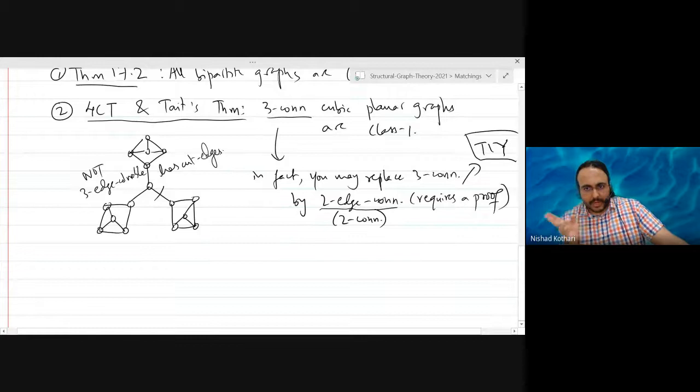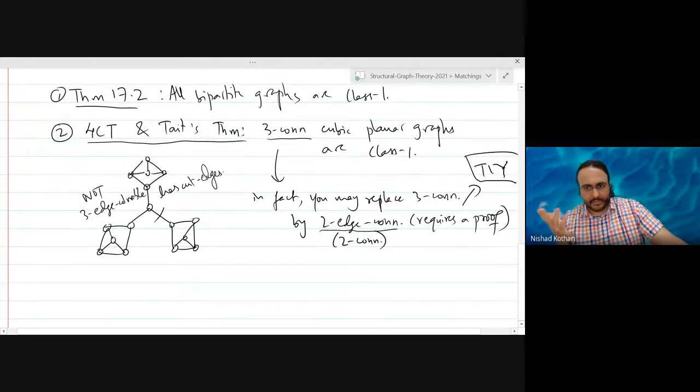So we have two classes. One is the bipartite graphs. Another is all two edge connected or two connected cubic graphs or cubic planar graphs.